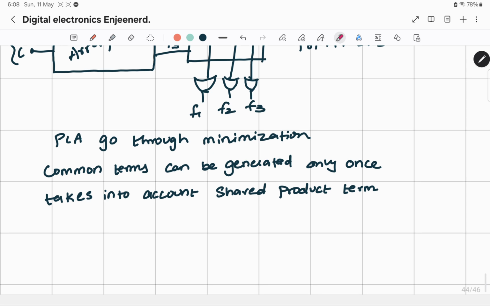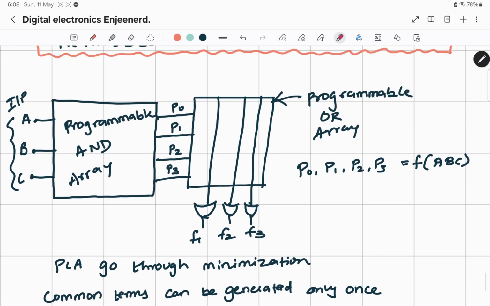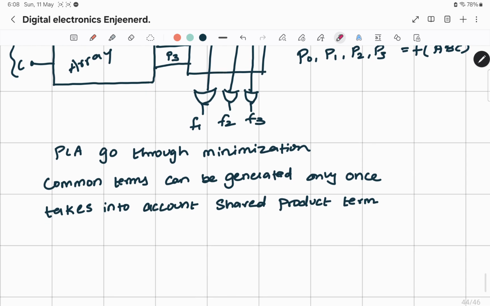So PLA goes through minimization, which means what? I will not have a canonical min term, which has all the variables. I will generate the minimized form of the min term.